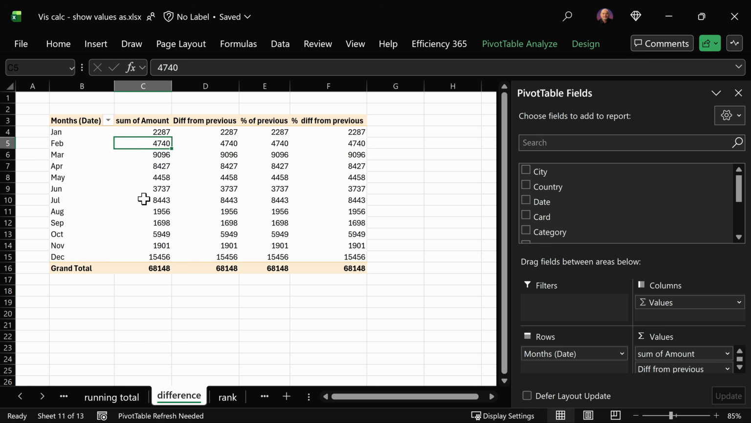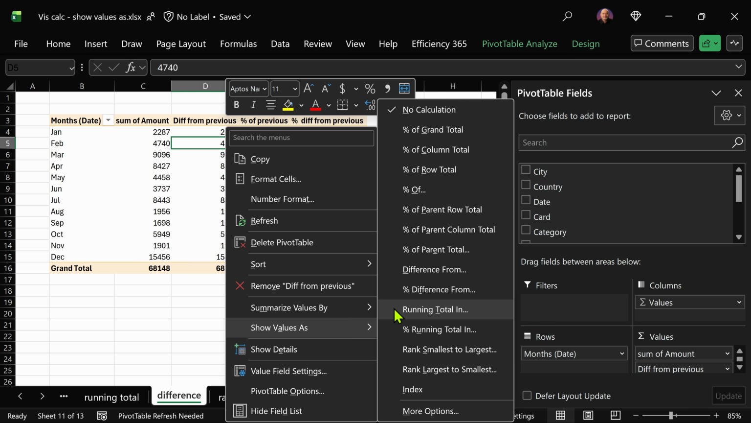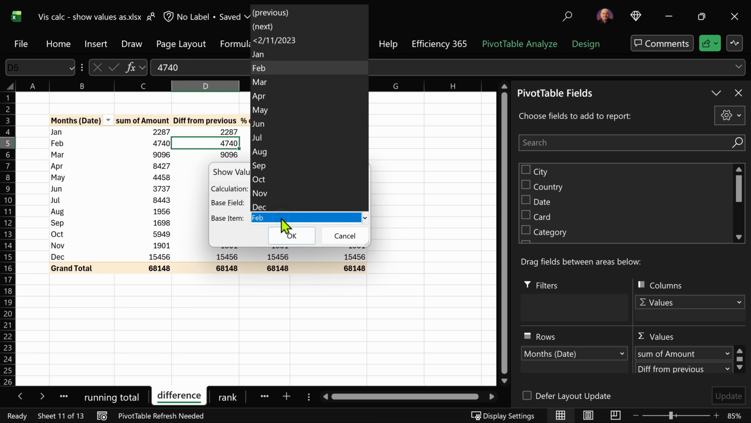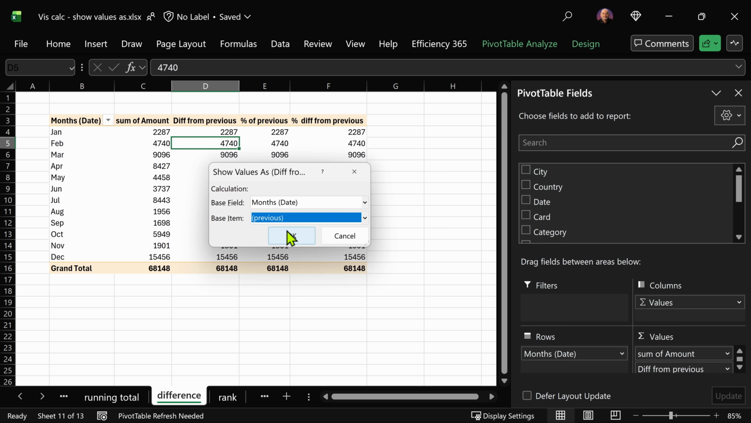So how to do that in pivot table? Right now, I have just put amount column 4 times. First, I will keep as it is. Now here, I want to find the difference from previous. Show values as difference from. The base field is month, nothing to change there. But I don't want a particular month to be the basis. Open this drop down and say previous. You could also choose next.